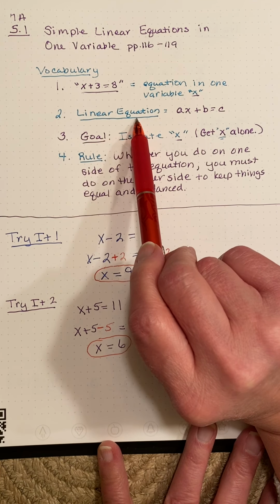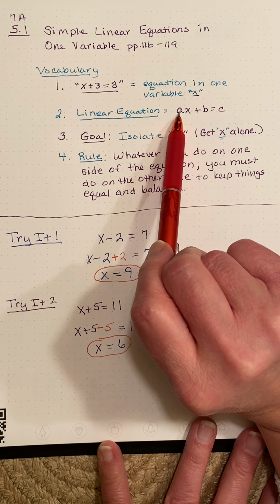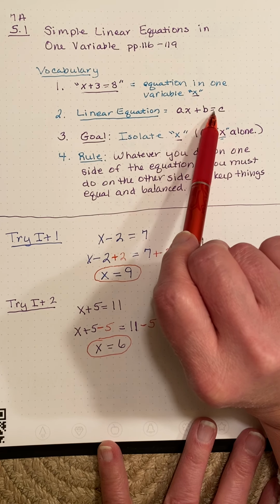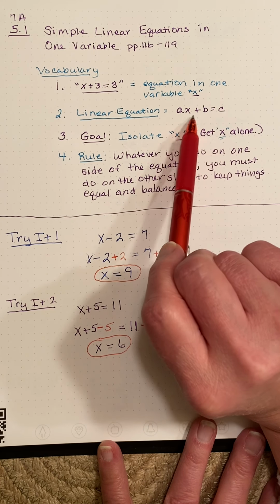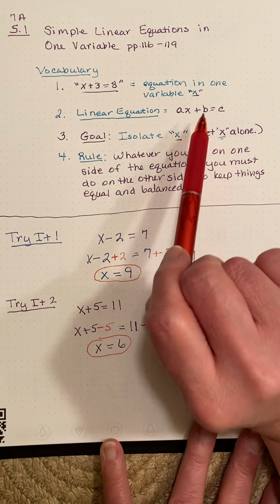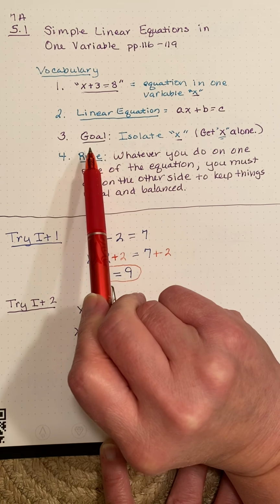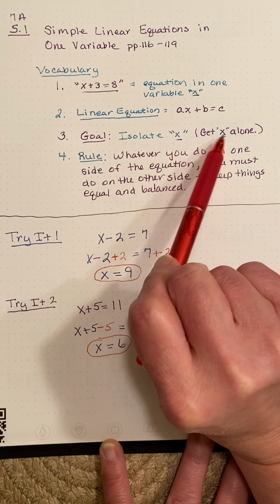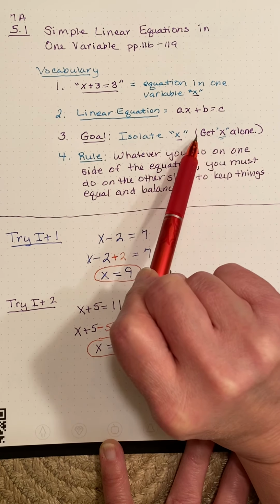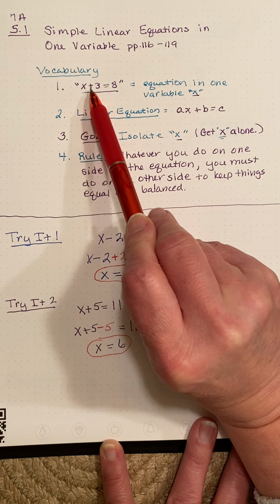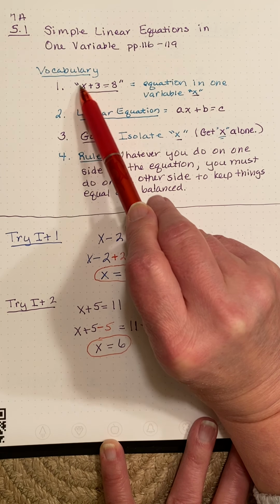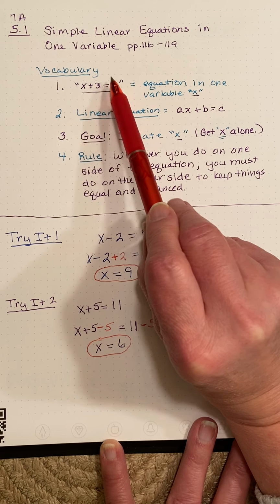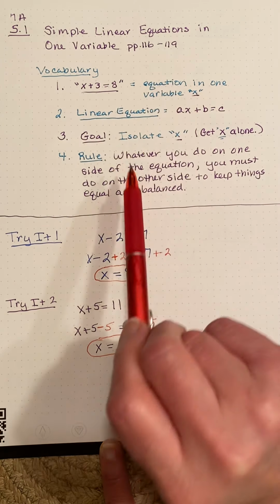A linear equation is in the form of ax, so a number times x, plus another single number equals a third number. So ax plus b equals c. Our goal in this problem solving is to isolate x, to get it all by itself on one side of the equation. For example, here x is together with a positive 3. We want to get that by itself, so it ends up being x equals a number. So that would be the solution.